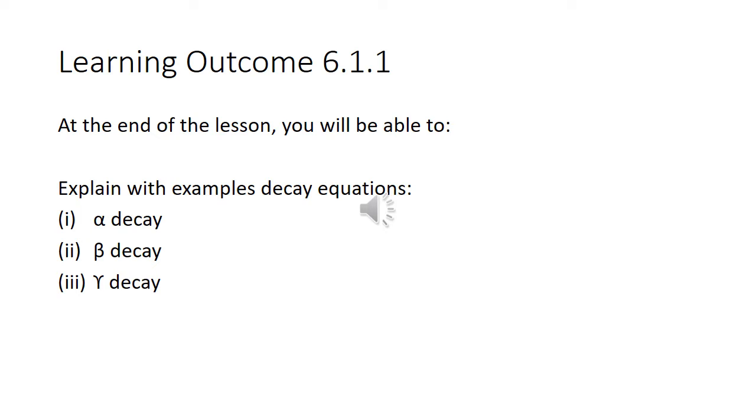Before we get started, let's look at the learning outcome for today. The learning outcome 6.1.1 requests us that at the end of the lesson, you will be able to explain with examples decay equations, which are three of them. The first one, the equation of alpha decay. The second one, the equation of beta decay. And the third one is the equation of gamma decay. So make sure that at the end of the lesson, you understand, you can explain, and you can give the examples of the three equations. All right?